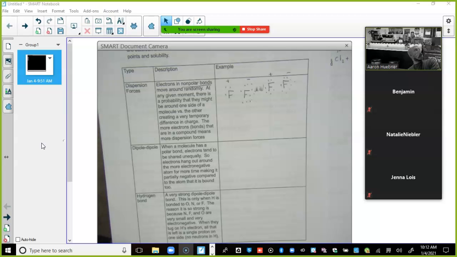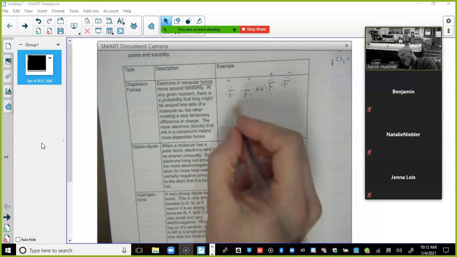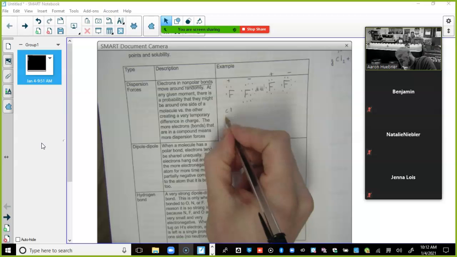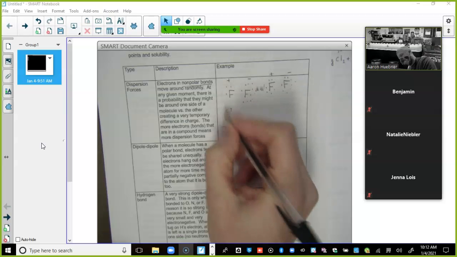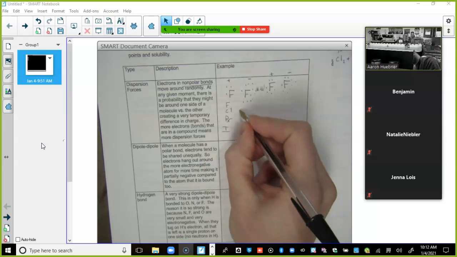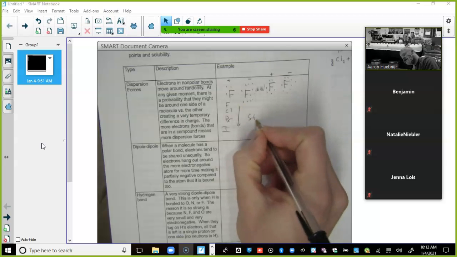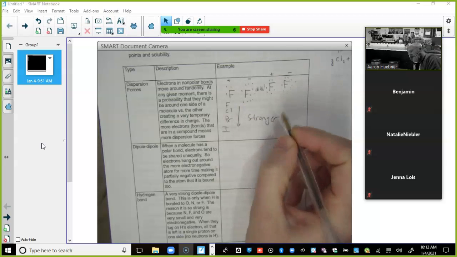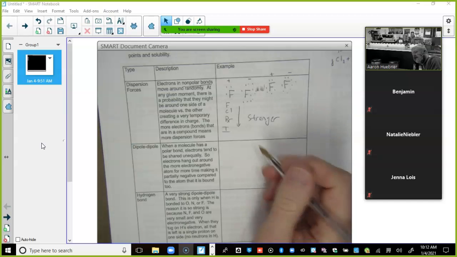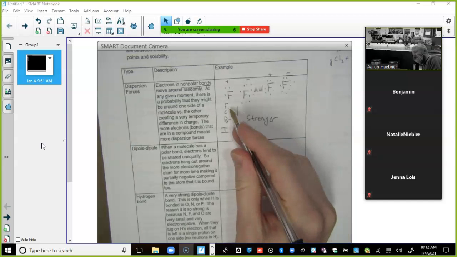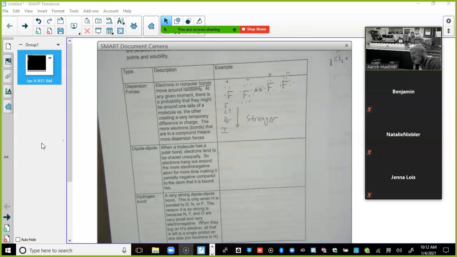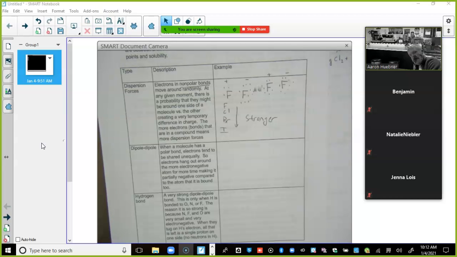So if we're thinking fluorine versus chlorine, bromine, iodine, if we're going down the list, the intermolecular force, dispersion force, increases as you get bigger. And this is just going down the halogens on the periodic table.